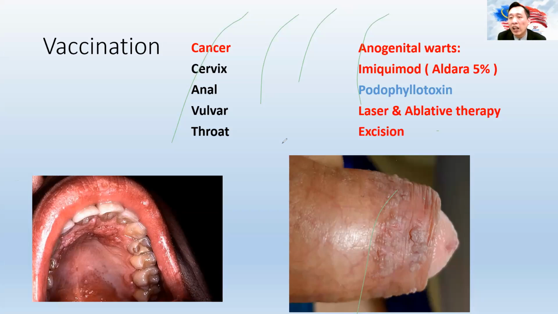If there is anogenital wart, you can give Aldara, or you can give podophyllotoxin, but I cannot find podophyllotoxin most of the time. I'm so sorry. Or you can do laser to remove the warts. You can also excise them.